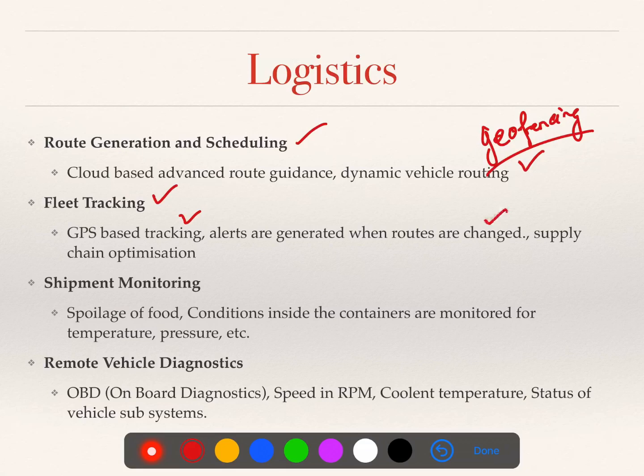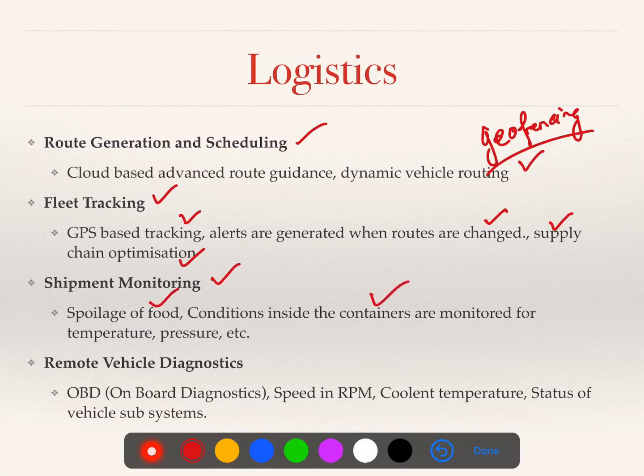Then supply chain optimization. Based on fleet tracking, the supply chain will be completely optimized. Then shipment monitoring. Fleet tracking and shipment monitoring are both the same, but in shipment monitoring, suppose some food is being transmitted in a shipment, whether the food is spoiling is monitored.